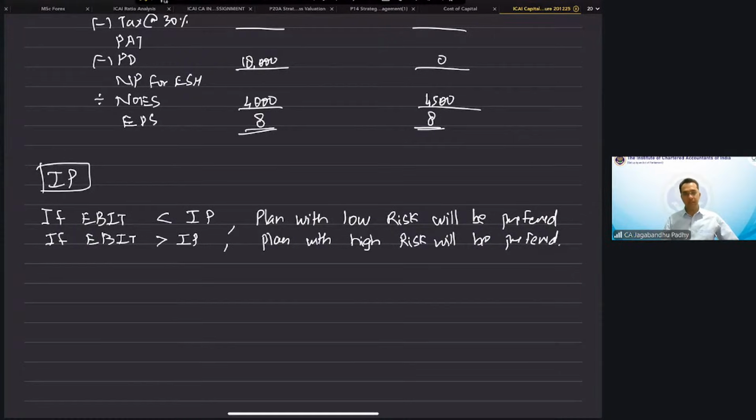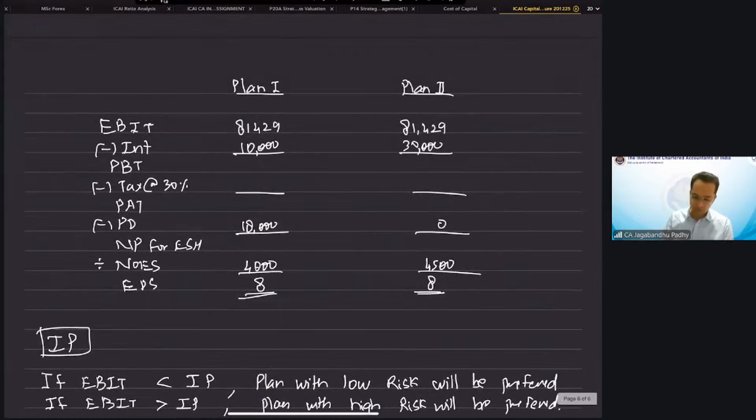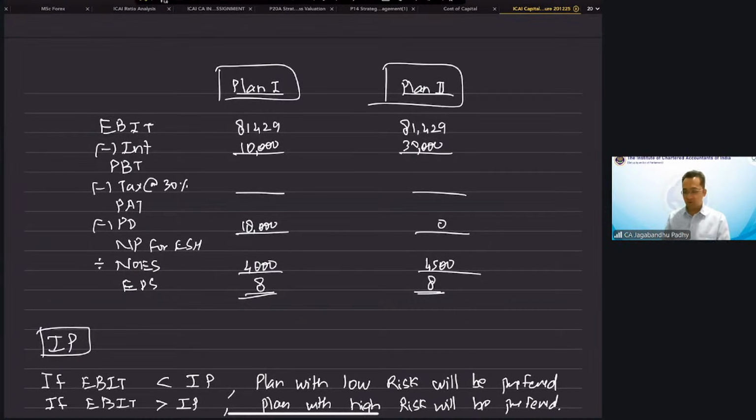So if your EBIT is less than indifference point, the plan which is having a lesser amount of risk is going to be preferred. Now, if I ask you, like over here, out of plan 1 and plan 2, which plan is more risky? What will be your answer, guys? Which one do you feel is having a greater amount of risk?